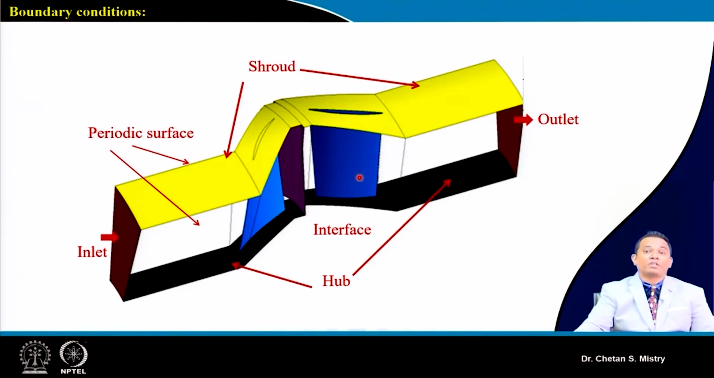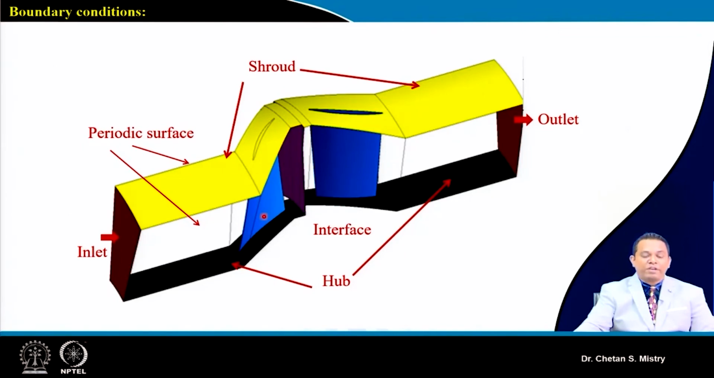But in many compressors, industrial compressors as well as aero engine compressors, the stators are also of the cantilever kind, in which there will be a gap between the hub and the blade surface. So under that condition we need to provide a certain amount of gap here.